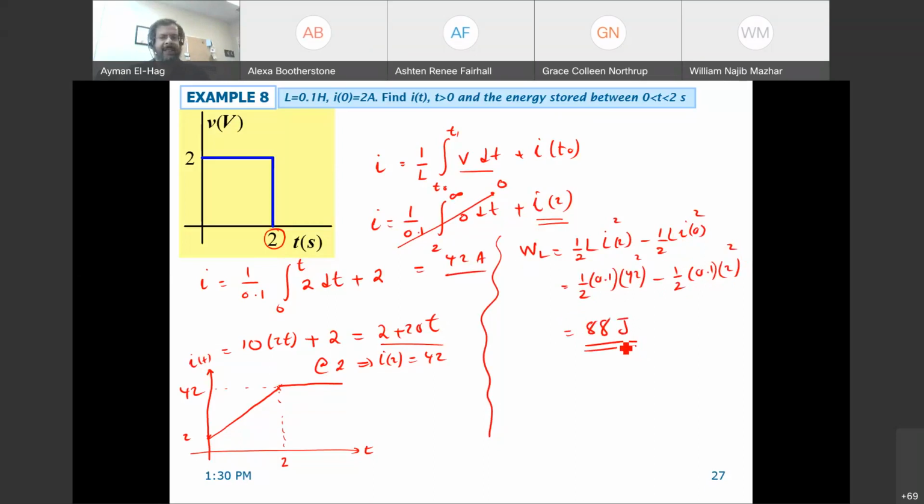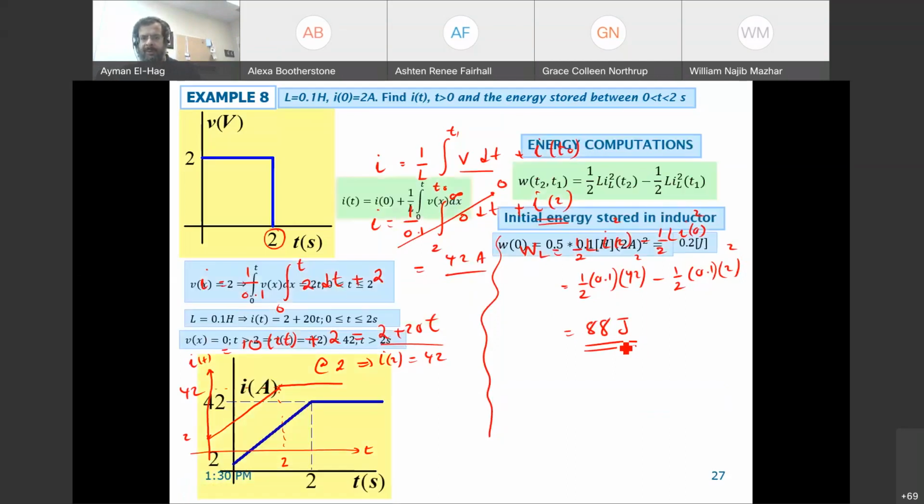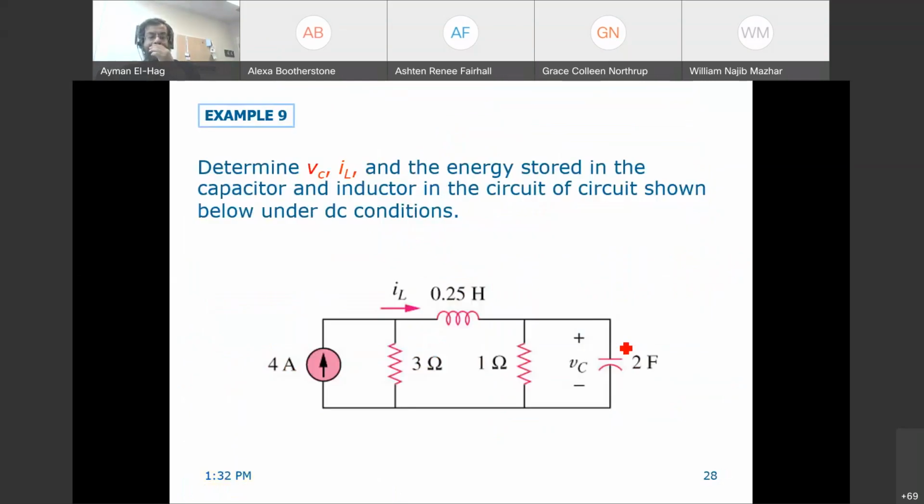joules. So this is the energy that you store in the inductor from 0 until you reach t equal to 2. This is the amount of energy that you stored. So this is all the solution here in details. Okay, now let's see an interesting question, which is another typical exam problem.